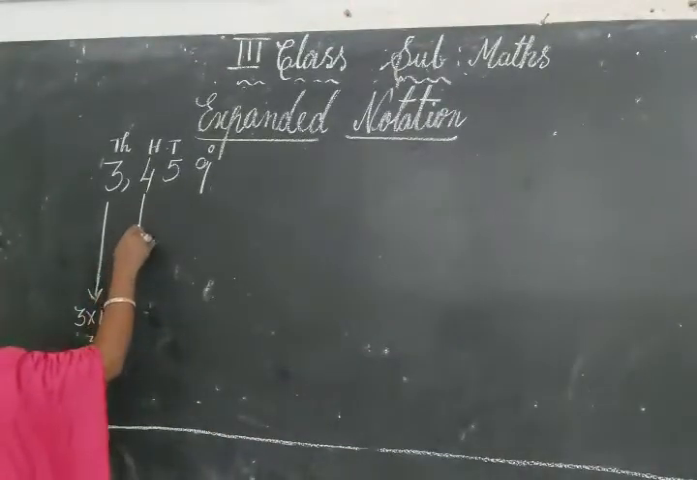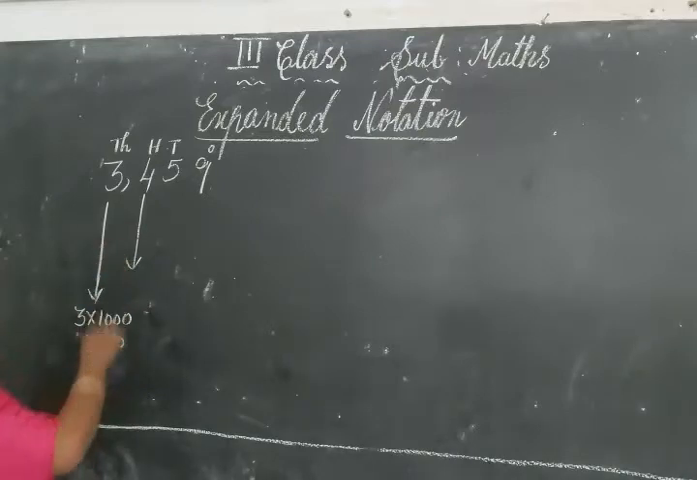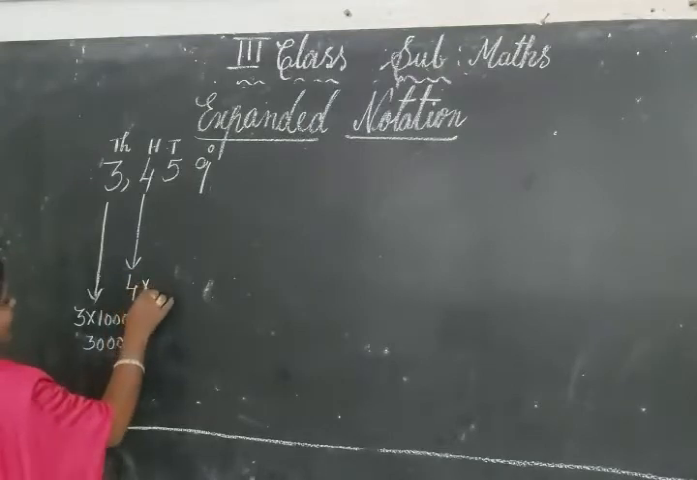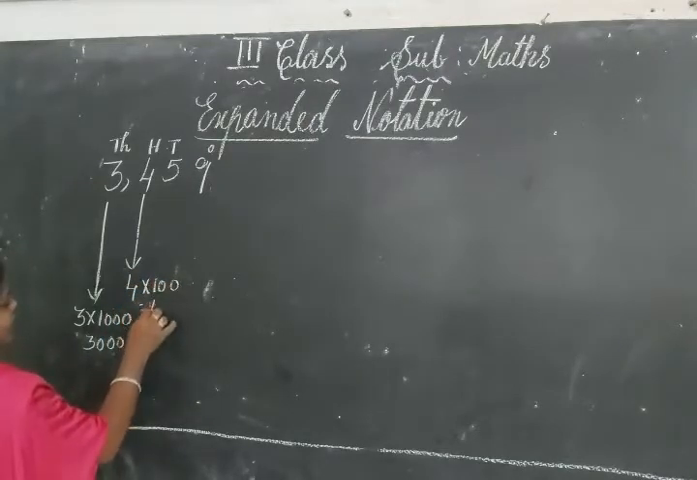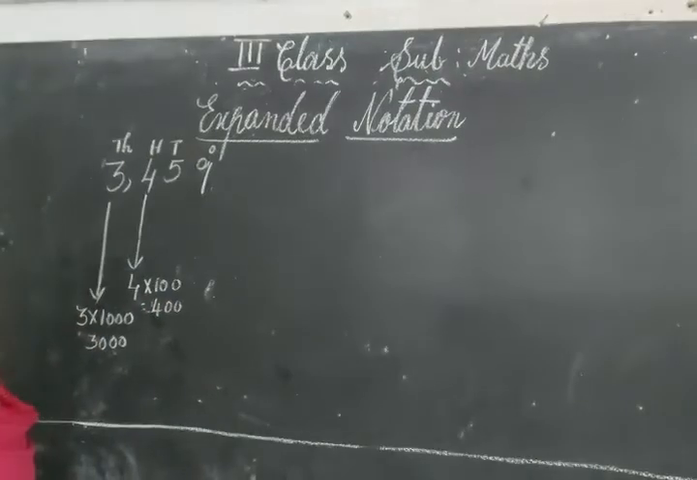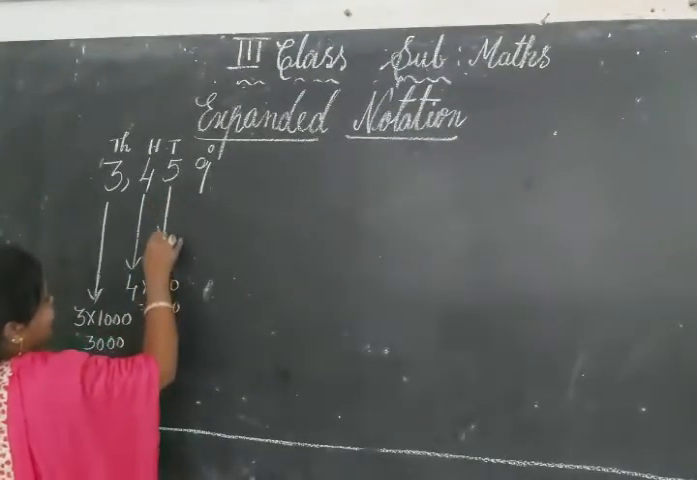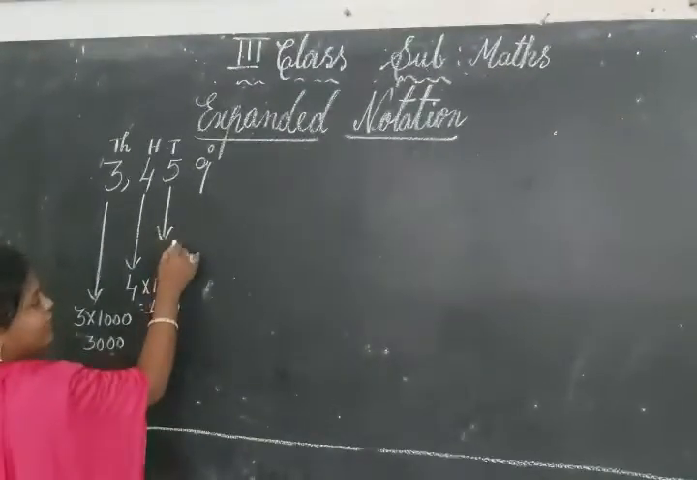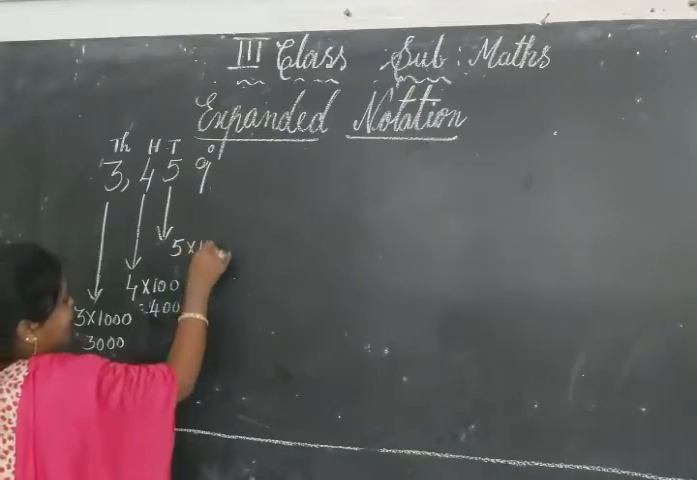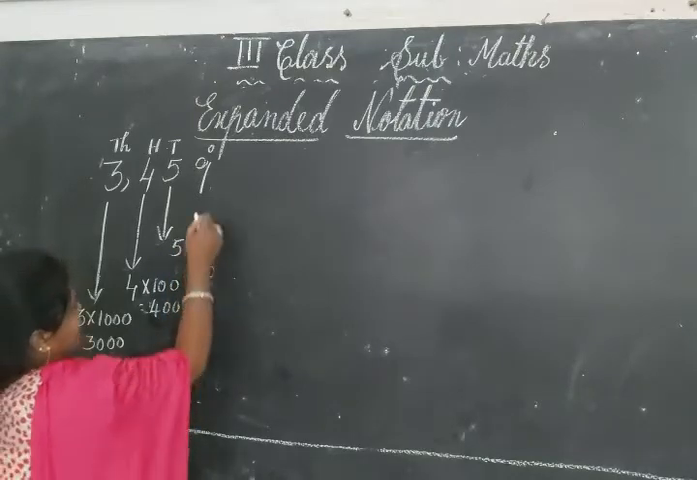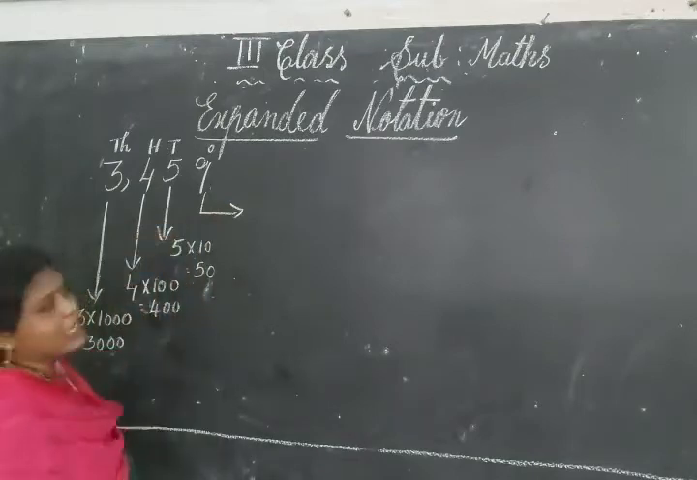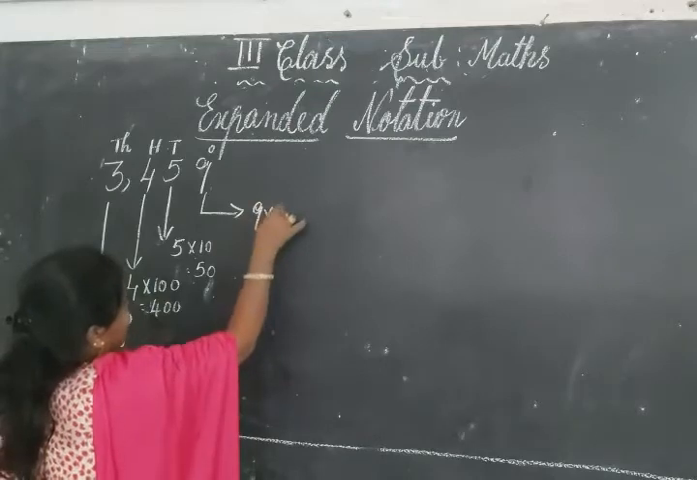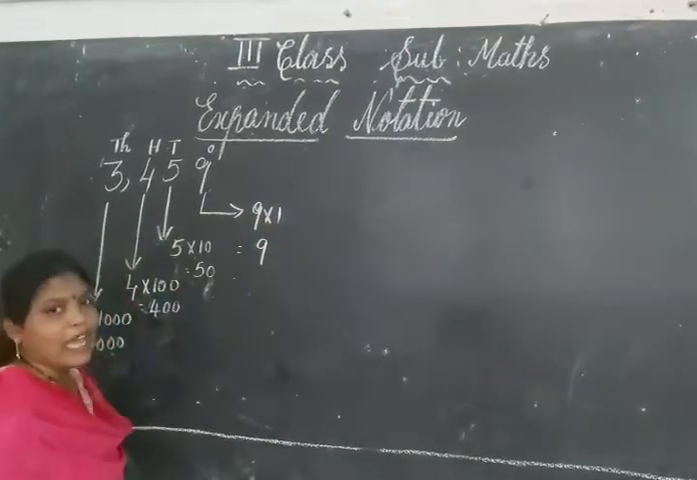And what is the digit in hundreds place? That is 4. So what is the place value of 4 here? 4 is in hundreds place. So 4 into 100, that is 400. Now, what is the digit in tens place? That is 5. So the place value of 5 is 5 into 10, that is 50, and the digit in ones place is 9. So the place value of 9 is 9 into 1, that is 9.